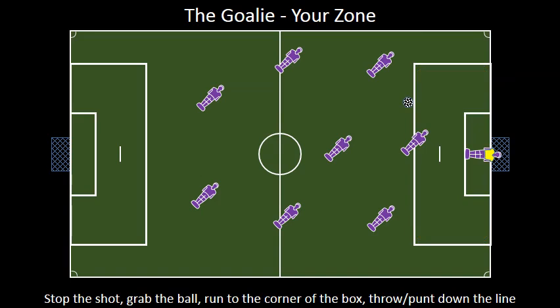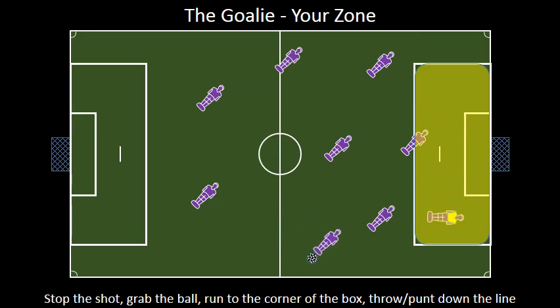When you see a ball come into the goalie box, or your opponent brings the ball into the goalie box, or a shot is made, you stop that ball, grab it with your hands, then run to the corner of the box. Once you're in the corner of the box, throw or punt the ball down the line, preferably to a teammate, who can then proceed to move the ball onto the opponent's side of the field.